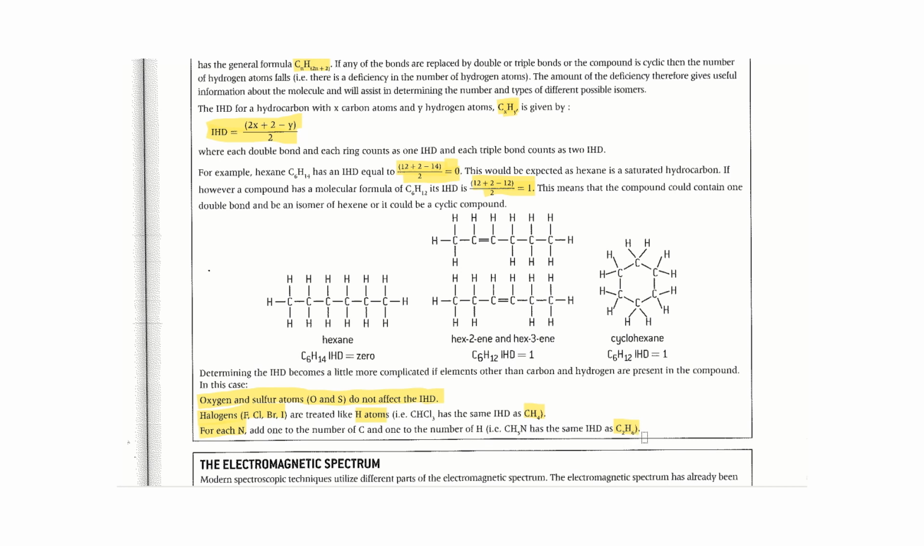So again, to recap, in order to calculate the IHD, I need to use the general formula for an alkane and subtract from that the number of hydrogen atoms that I have and divide by 2. If I have an oxygen or a sulfur, then I don't need to do anything. But if I have halogens, I add an extra hydrogen for the number of halogen atoms that I have. And for nitrogen, I add 1 extra carbon and 1 extra hydrogen.